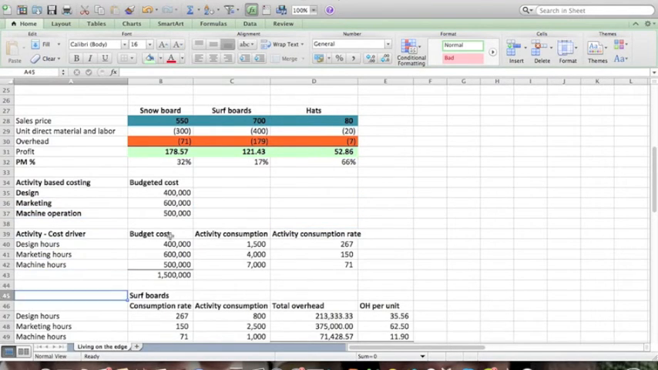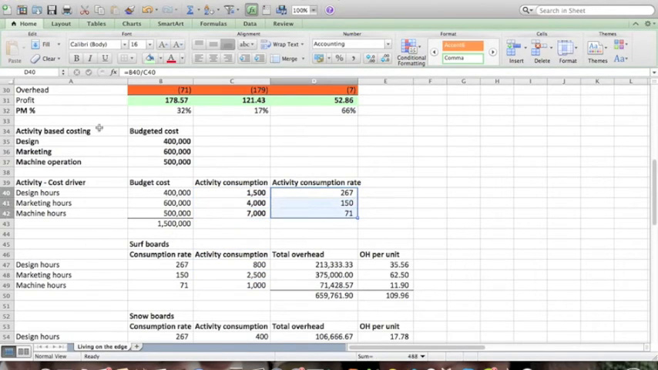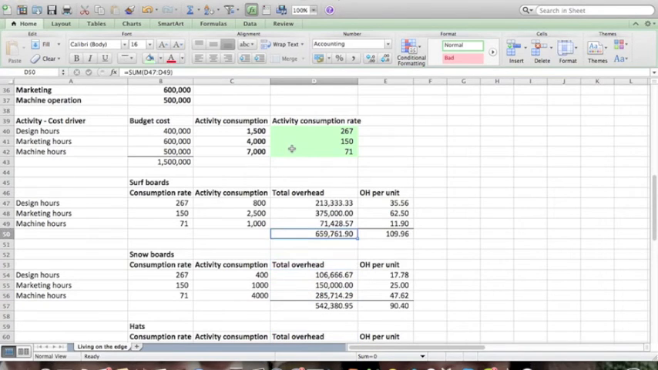Now, if we move on to activity-based costing, we have the budgeted cost: design, marketing, machine operation. So this is how much I have budgeted for each activity, and that's just how much each activity is costing. And this is how many hours of each were used up total. So by just division, I can figure out how much I'm using per hour.